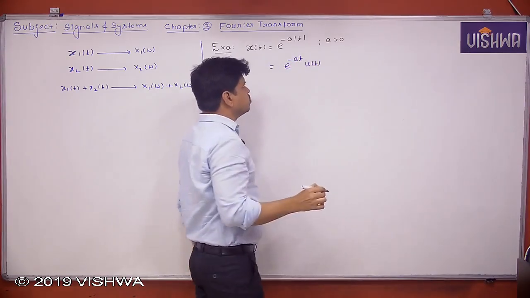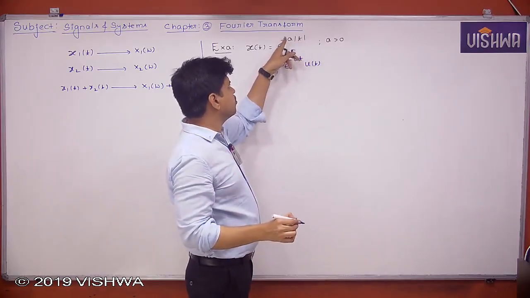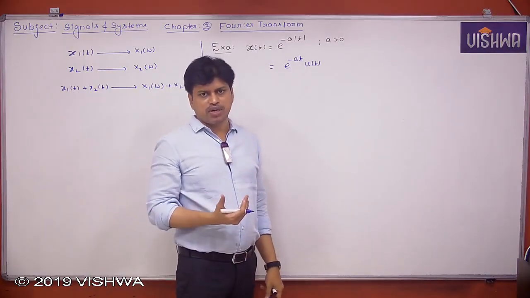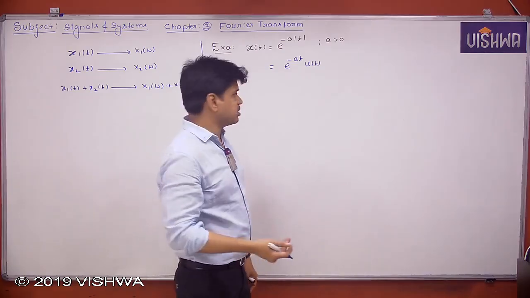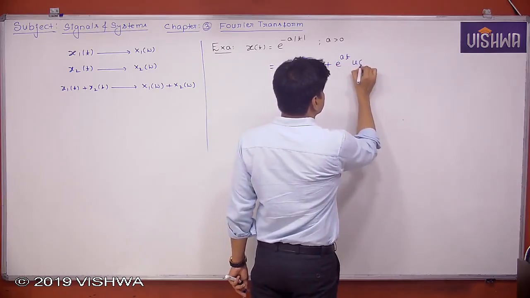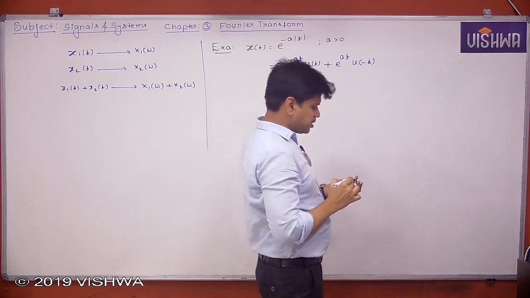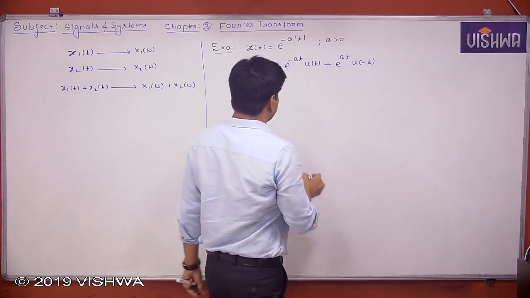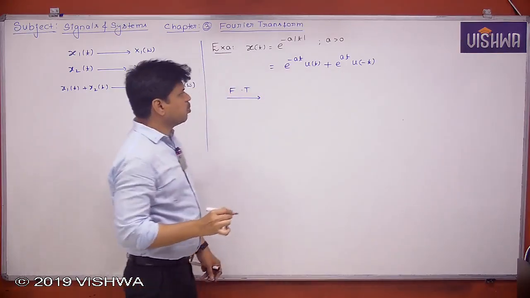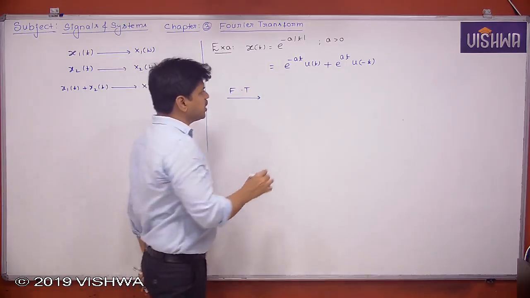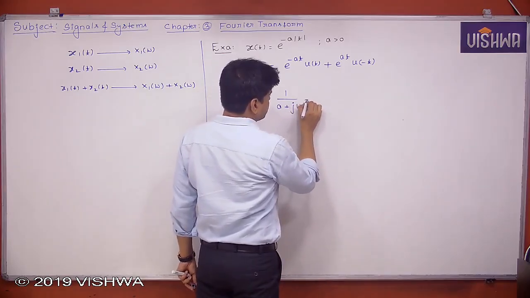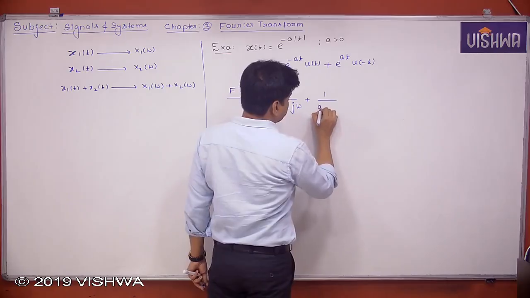What if t is negative? Then it is going to be e power minus of minus a t, which is e power at. If any function exists only for negative values of time, I can multiply with u of minus t. Then I can write e power at u of minus t, and e power minus at u of t. For these functions, I have to apply the Fourier transform. By applying it, for this function the Fourier transform is 1 by a plus j omega, and for this function 1 by a minus j omega.